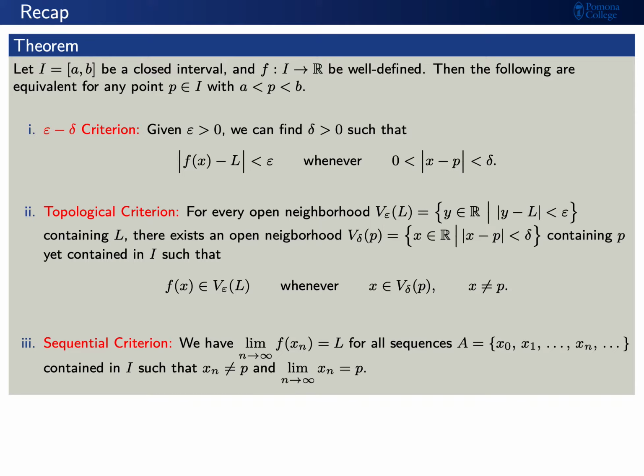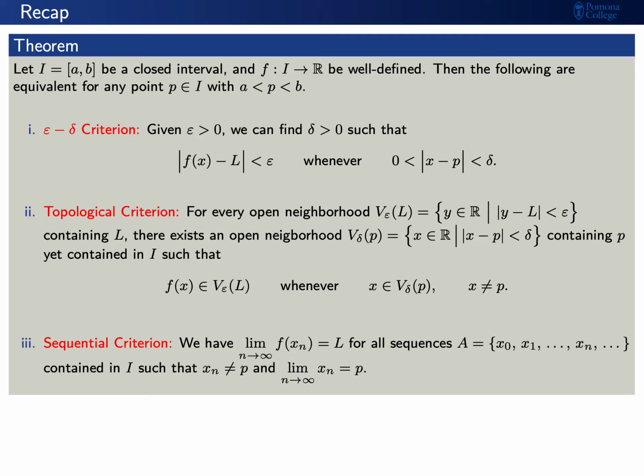Finally, we have the following three statements that allow us to define the limit for a function. Say that we have a closed interval I and f a well-defined function on this closed interval. Then the following are equivalent for any point P in our closed interval between A and B. First, we have the epsilon delta criterion that says given any positive epsilon, there exists a positive delta such that the absolute value of f of x minus L is less than epsilon whenever the absolute value of x minus P is less than delta and different from 0.